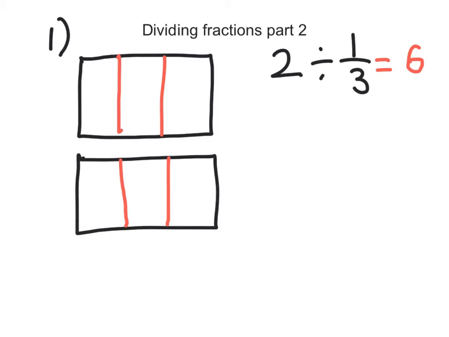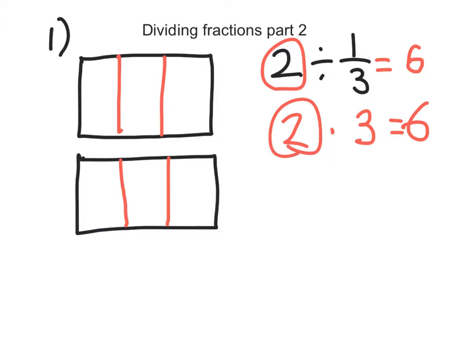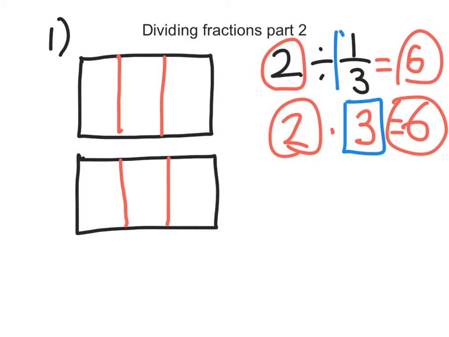And we also saw when we were filling out a chart and examining the first and the last number that the 2 and the 6 were identical. But what was different was the second number here. We noticed a pattern that when you're dividing by a fraction, in this case 1/3, you will get the same answer if you multiply by the reciprocal of that fraction.